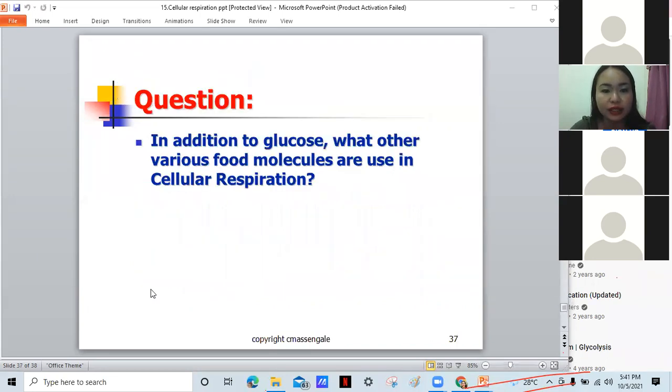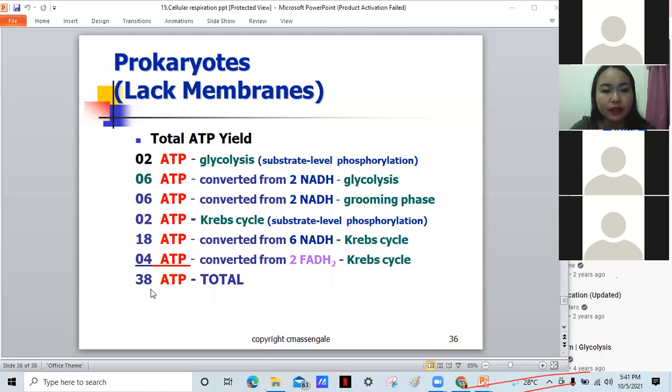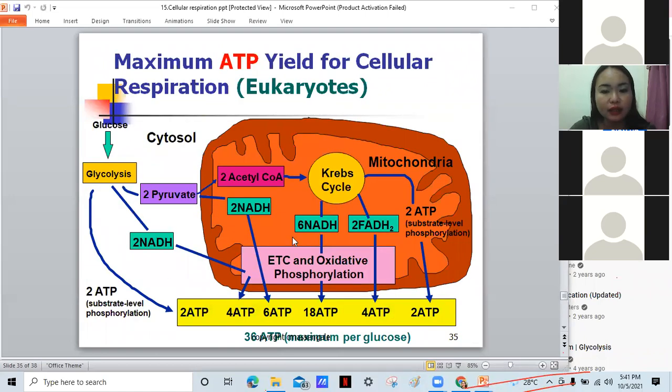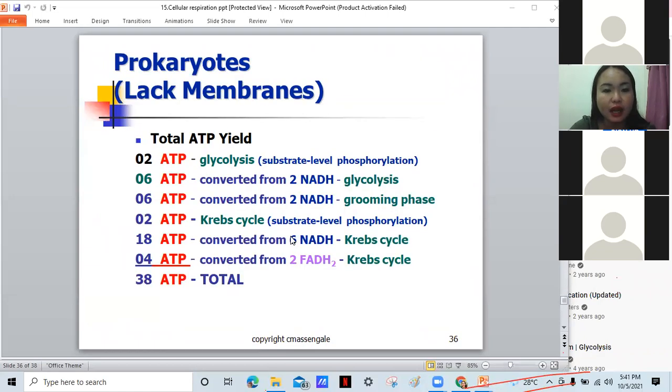And it is shown here again where they differ. The difference actually is in the second phase. In glycolysis, it is 6 for prokaryotes but for eukaryotes only 4.